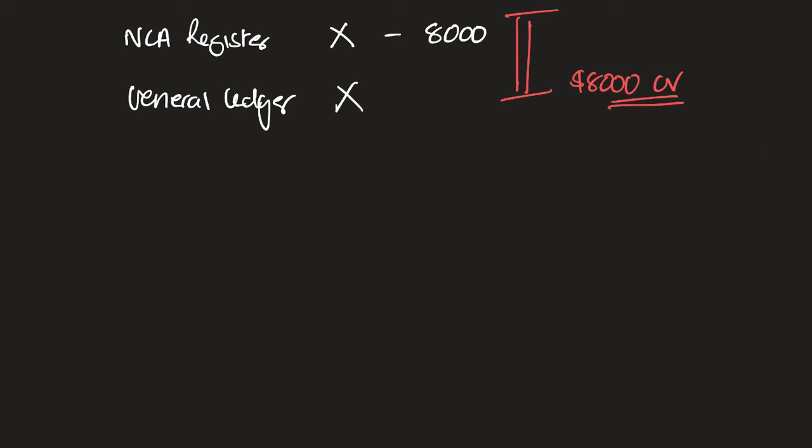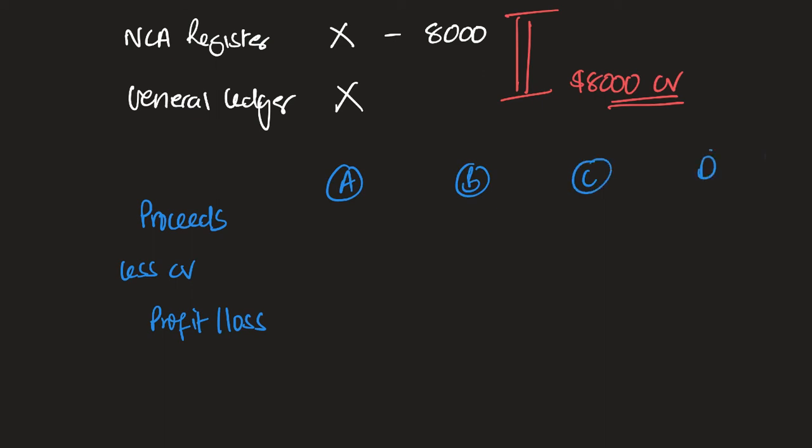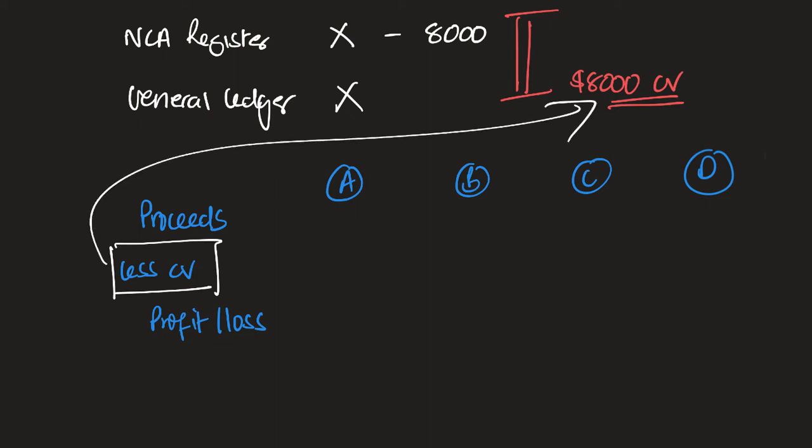Now, from the information, we know that whenever we're thinking about a profit or loss on disposal, we typically have the proceeds, we deduct the carrying value, and ultimately that is going to give us the profit or loss on disposal. So if we think about the statements A, B, C, and D to determine which one of these ultimately gives us the carrying value of 8,000 that we need to establish this difference.